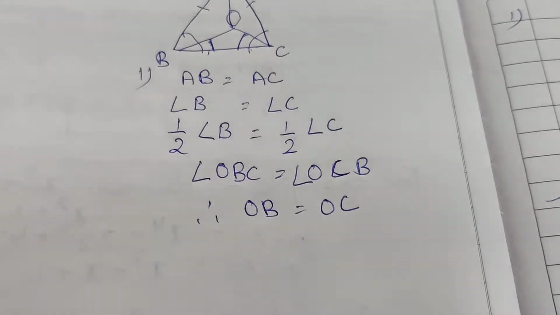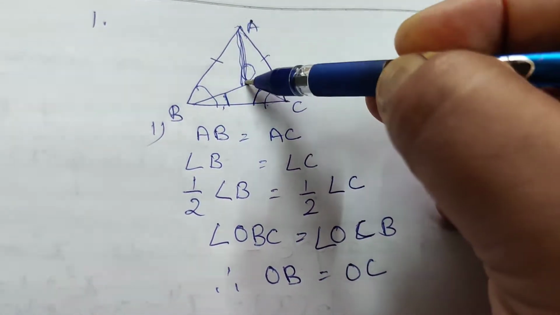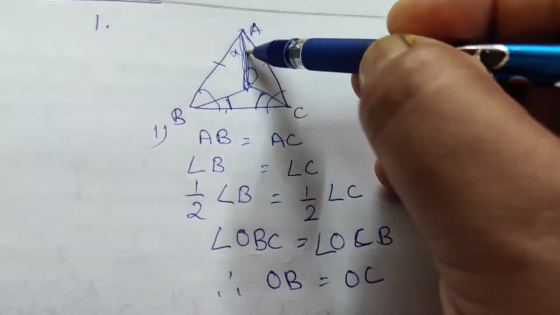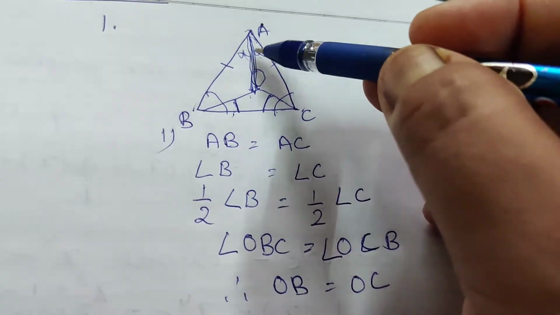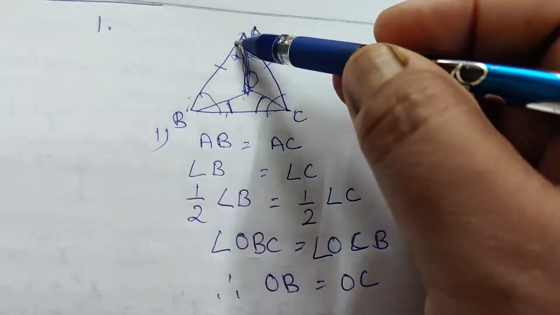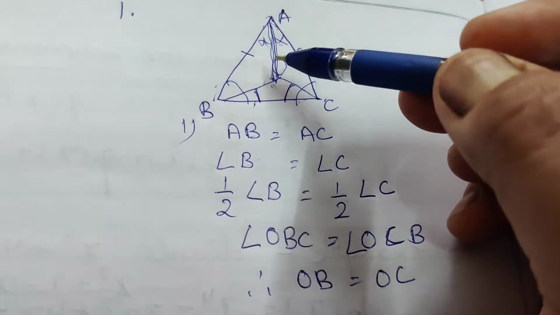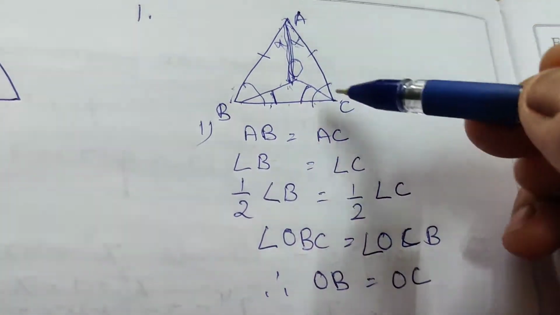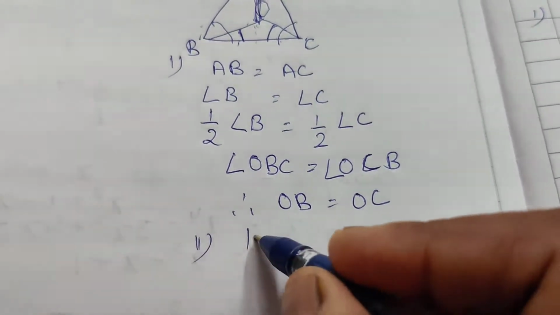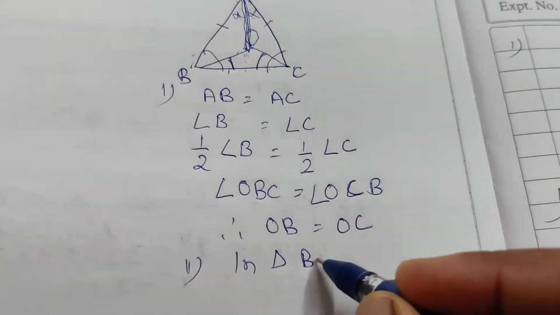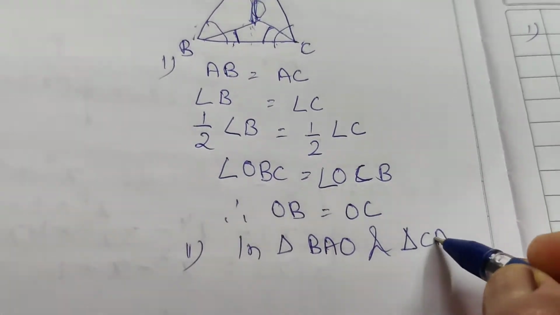Second, OA bisects angle A. Angle BAO equals angle CAO. Bisect means these two angles, BAO and CAO, are equal. Now we have to prove this by congruency. In triangle BAO and triangle CAO.